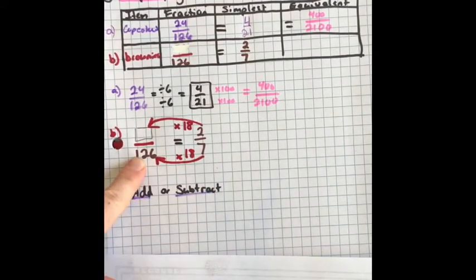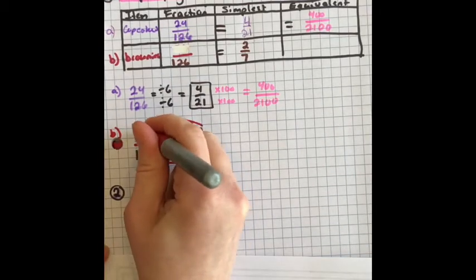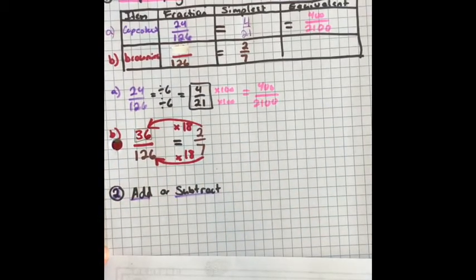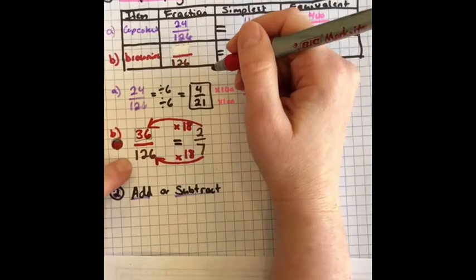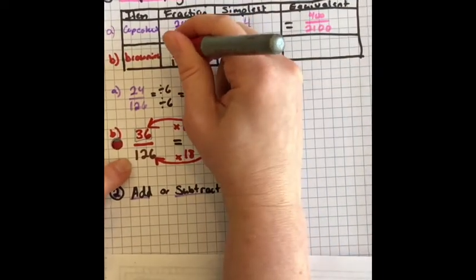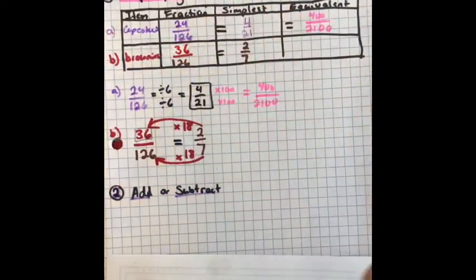7 times 18 equals 126. 2 times 18 will give me 36. That's my missing value. 36 out of 126 total items in the shop. 36 is what goes in that missing box.